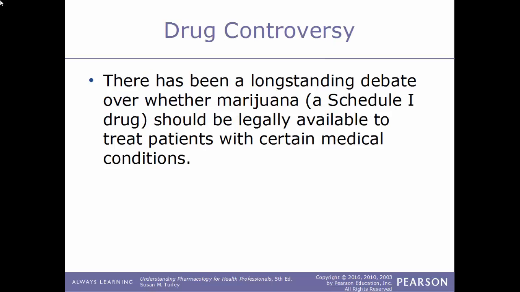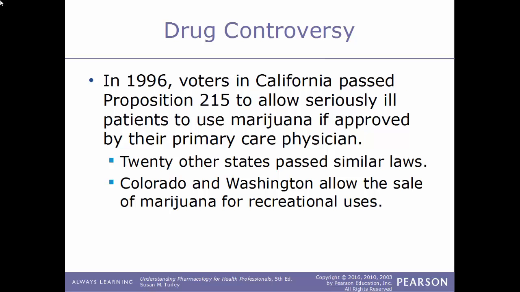for addiction. So when it comes to these classifications, there's always been a long-standing controversy, a debate on whether or not marijuana, which is a Schedule 1 drug, should be available to treat patients that have certain medical conditions. Because one of the characteristics of a Schedule 1 drug is you can't get it at all under any circumstance, even with a prescription. In 1996, voters in California passed Proposition 215, which would allow seriously ill patients to use marijuana if it were approved by the primary care physician.